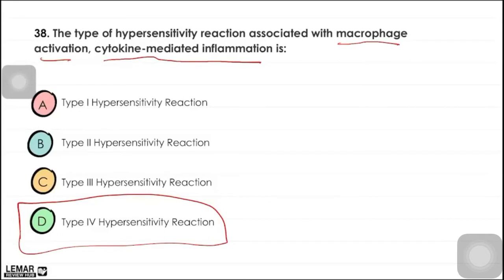So remember that type 3 reactions are caused by IgG or IgM and possibly other antibody types. So to summarize, I have prepared a table for the 4 hypersensitivity reactions for your perusal. So just check this.